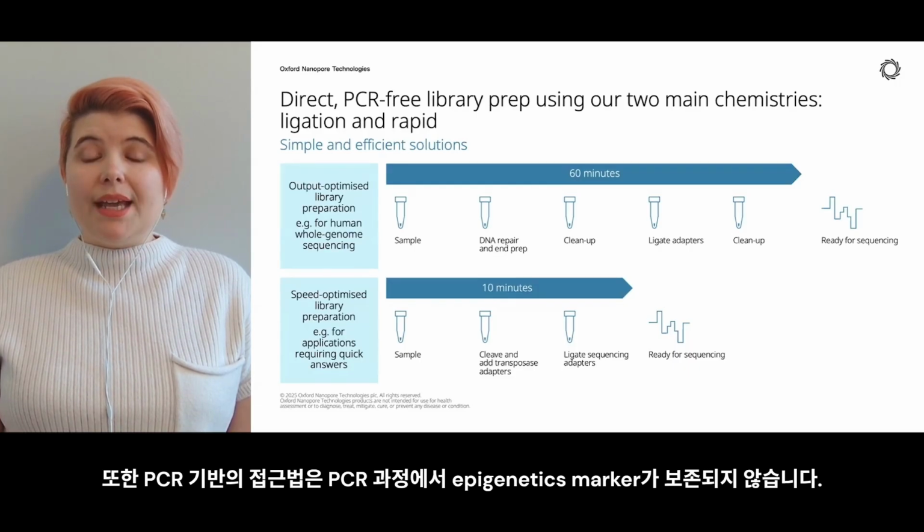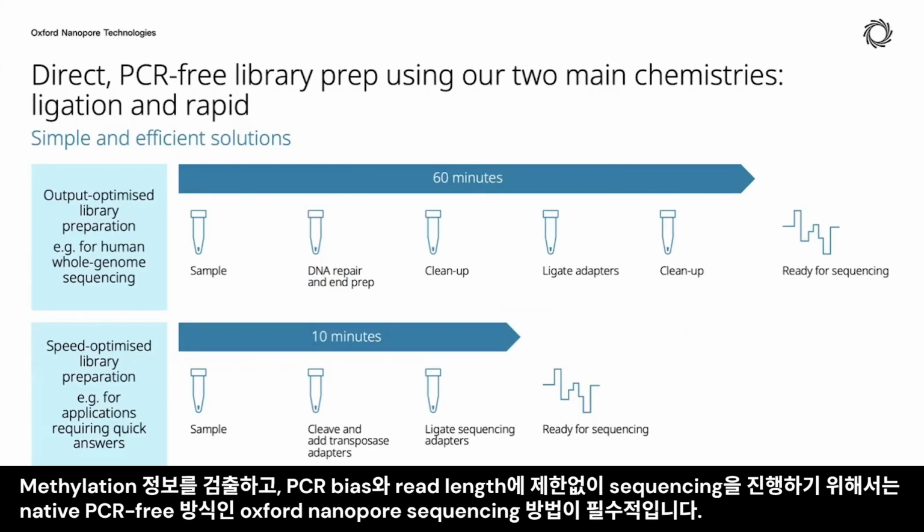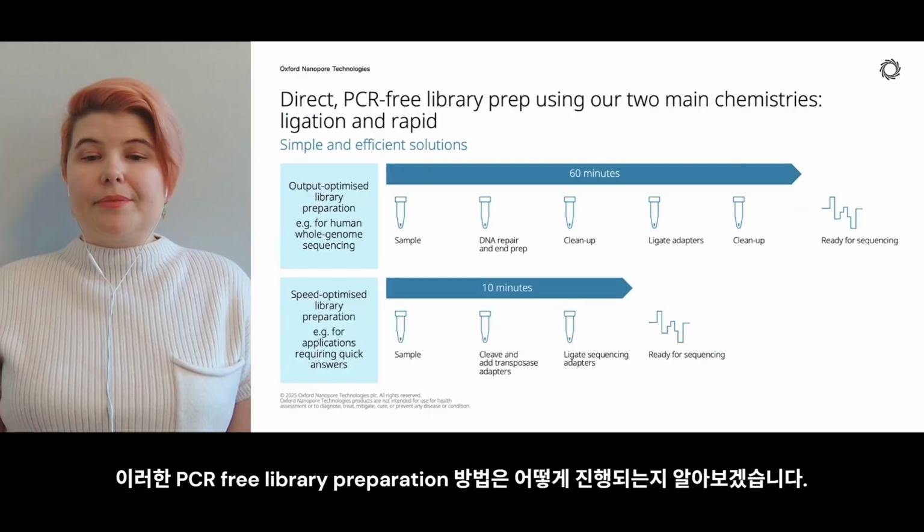As an additional point, any amplification-based approach will lose epigenetic markers as these are not preserved through PCR. In order to get as unbiased a representation of a genome as possible, sequencing the actual native DNA is required. Native PCR-free nanopore sequencing methods are required in order to directly detect methylation, avoid PCR bias, and provide more control over read length. Now, let's take a closer look at how these PCR-free library prep methods work.